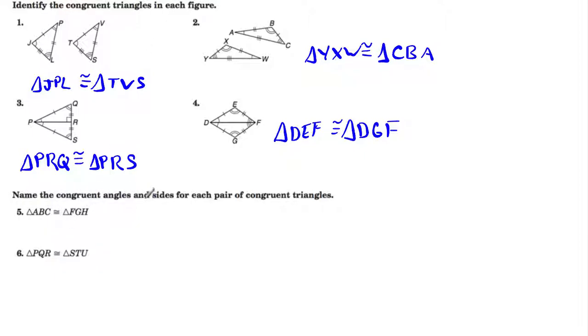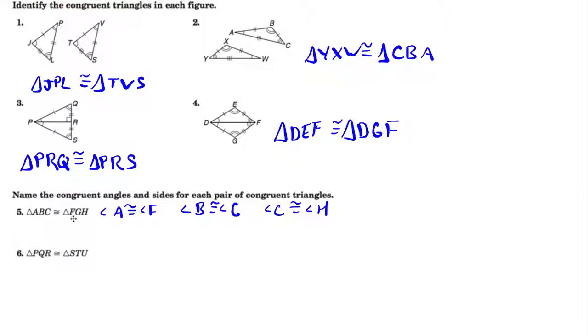All right, name the congruent angles and sides for each pair of congruent triangles. So same deal. So here we're going to have angle A is congruent to angle F. Angle B is congruent to angle G. Angle C is congruent to angle H. We don't even need to draw a picture. We can look at the sides in order.